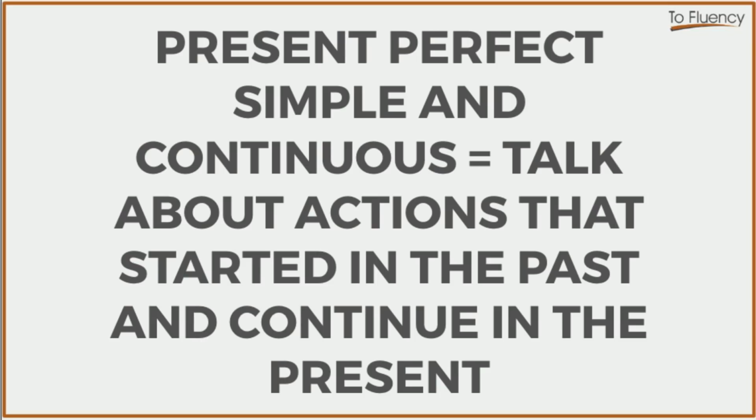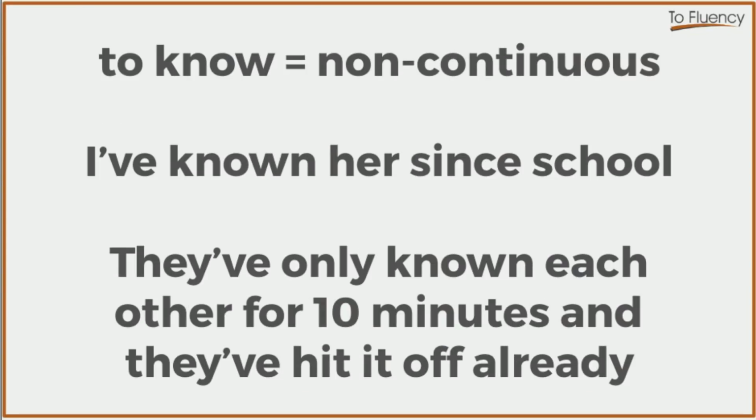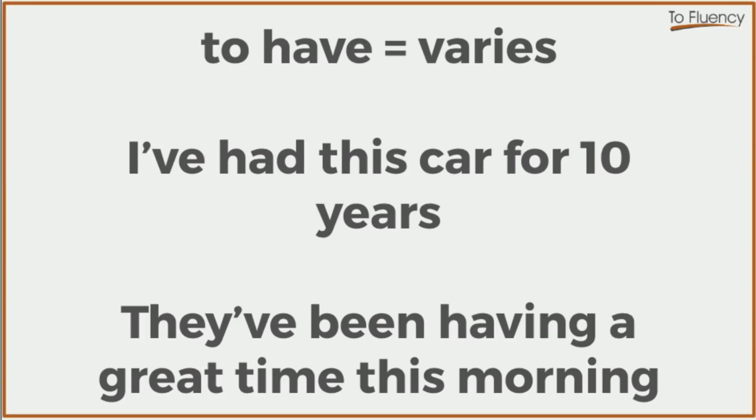We use the present perfect, simple and continuous to talk about actions that started in the past and continue in the present. To wait is a continuous verb. I've been waiting in line for 20 minutes. To know is non-continuous. I've known her since school. To have varies depending on the meaning, and there are certain verbs that have this. I've had this car for 10 years. They've been having a great time this morning.